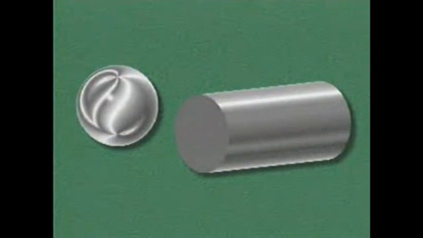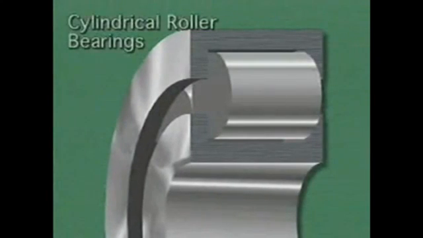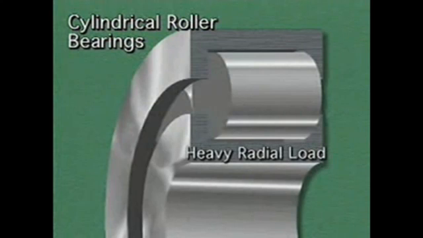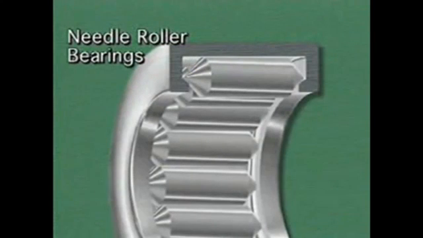Roller bearings can carry more load than ball bearings because rollers are larger than balls and they spread the load over a greater area. Let's look at some common types of roller bearings. Cylindrical roller bearings have rollers that are shaped like cylinders. These bearings are designed primarily to support heavy radial loads. Needle roller bearings are similar to cylindrical bearings, but the rollers are much thinner.